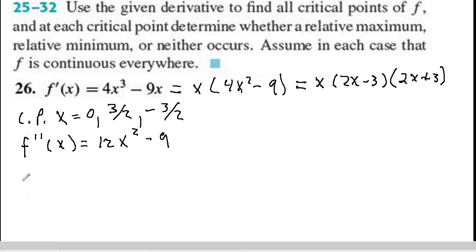You can see that when I put the 0 into this, I will get negative 9. Remember these three dots mean therefore. So your second derivative is negative, so your graph is concave down. But you were looking at a point where your first derivative was 0, so you must be looking at this top point, and you have a relative max. So therefore, relative max.